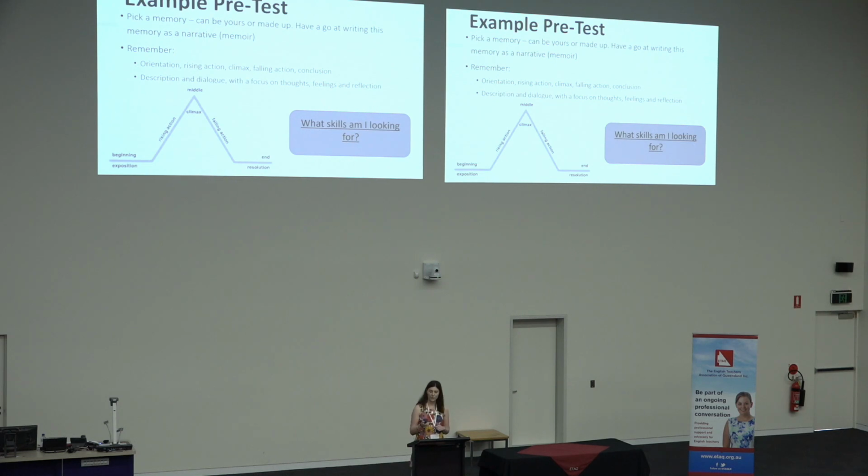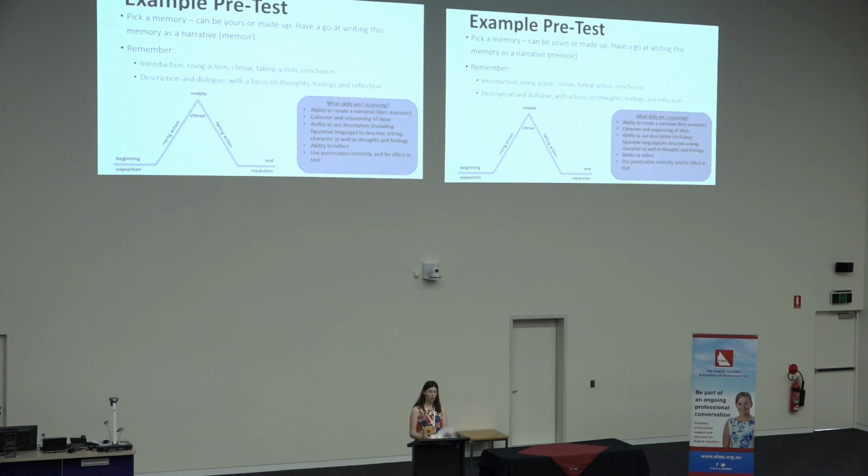So what skills was I looking for? I've got quite a lot, because like I said, I was doing a pretty in-depth pre-test. When you're creating a pre-test, you could just look at one specific skill. You don't have to focus on a whole range of different things. So I was looking at their text structure. We've already done something very similar, so how well they've picked up on that. I was looking at their cohesion and sequencing of ideas. So their ability to use description.